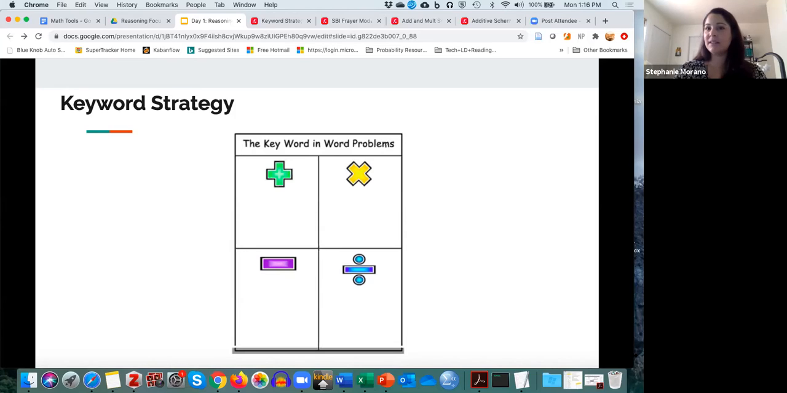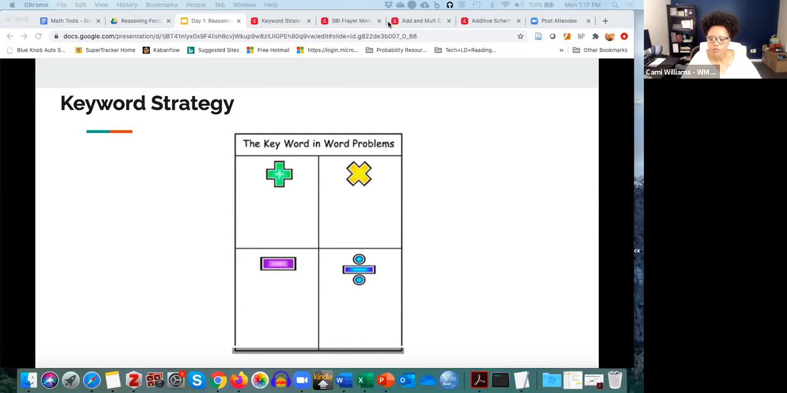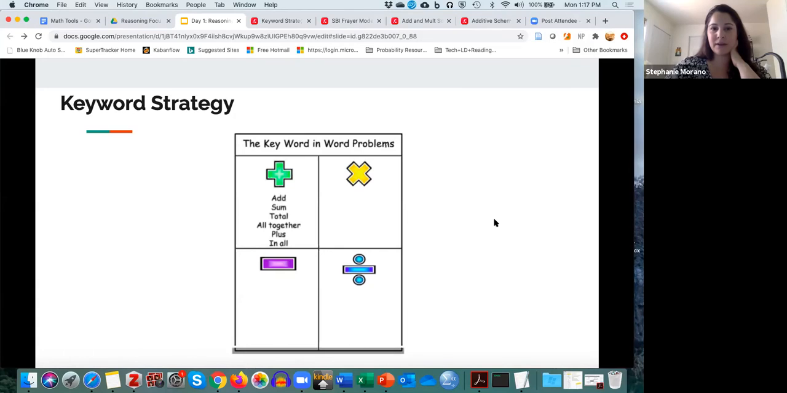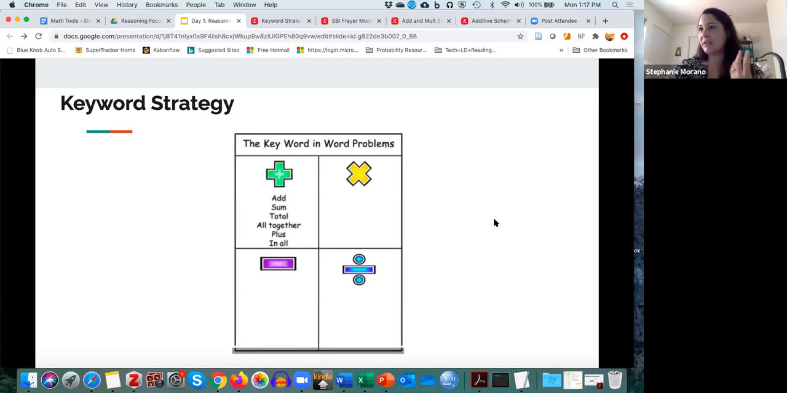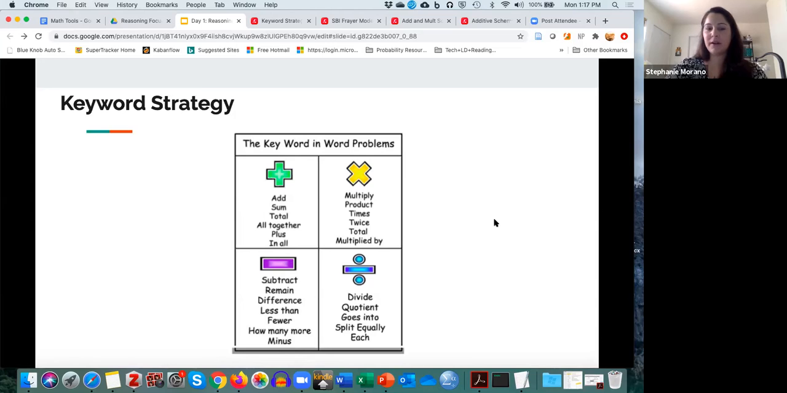So go ahead and type that into the chat if you would. Kenny, I'm still not seeing the chat. If you would read out what people are saying, that would be helpful for me. Absolutely. So we have add, in all, plus, how many total, lots of totals, together, of, some. Yeah, I think you may have gotten all of them there. Add, all together, total, plus, and all. Or you may see some others on other charts. This is just an example. But we've all seen these. We all know what these keywords are.